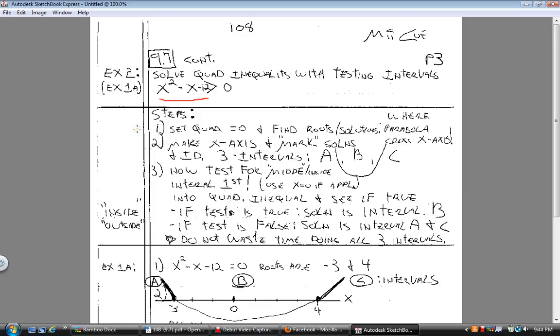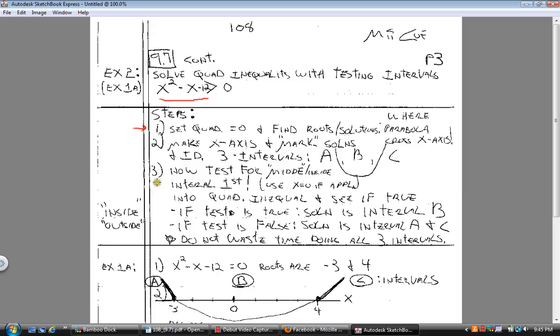And let's not forget that step 1 is to take your quadratic equation, set it equal to 0, and find the roots like we've done before. And that's usually fairly easy. Next step is to make an x-axis and mark the solutions where the parabola will cross the x-axis, and identify the three intervals. A, which will be on the left outside, B will be in the middle, and C will be on the right outside.